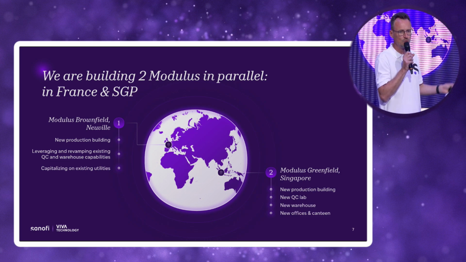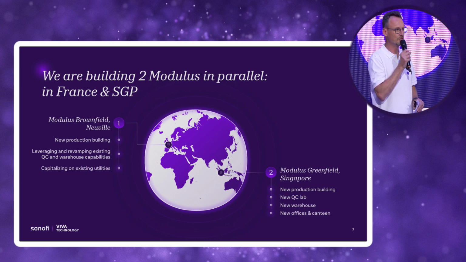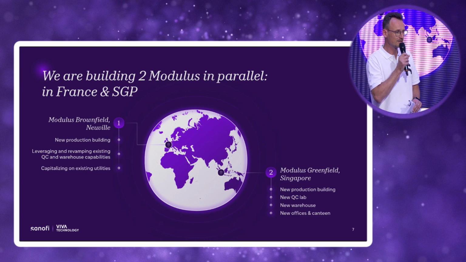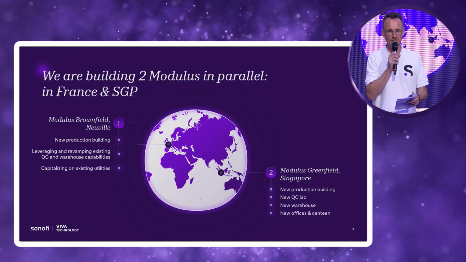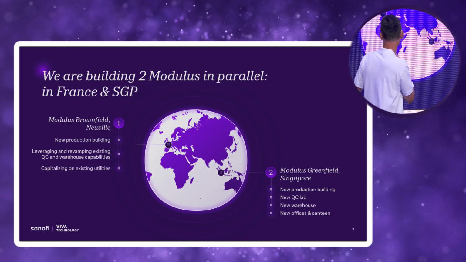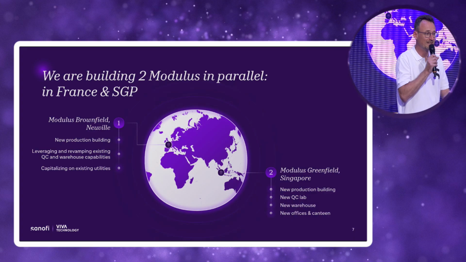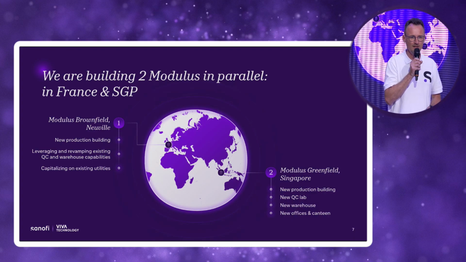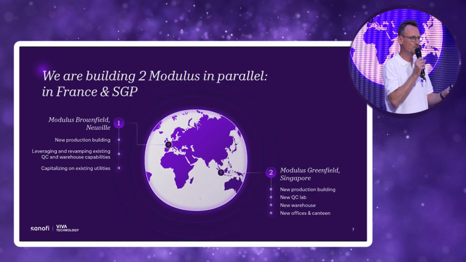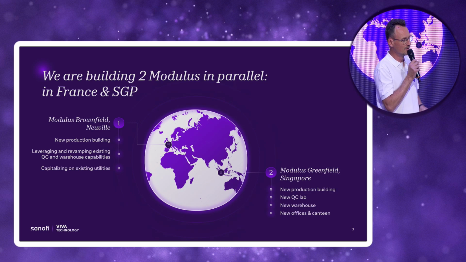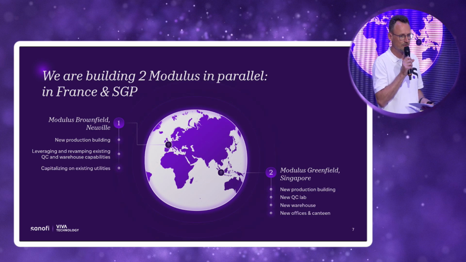In Neuville, it was totally different. Neuville was already a manufacturing site and we leveraged all the existing buildings. So it was not necessary to build a QC, it's already existing. We connected the modulus building directly to the existing buildings, such as the warehouse, as we will see later.